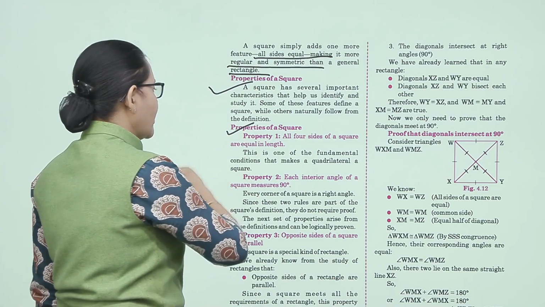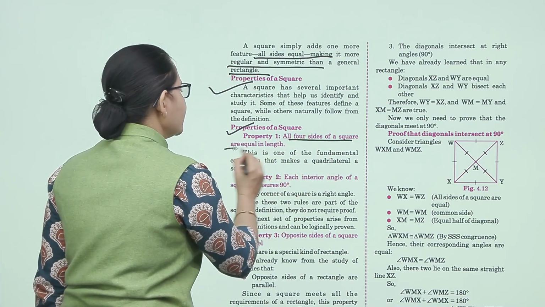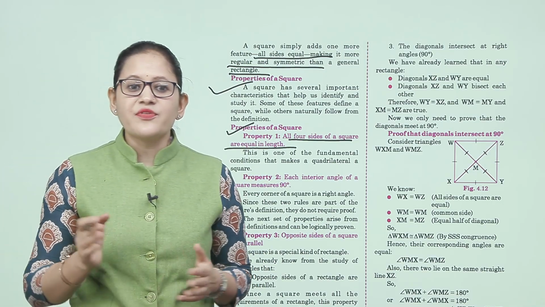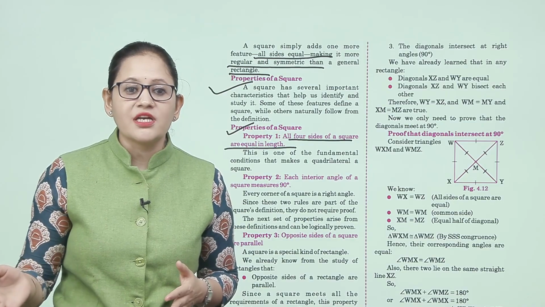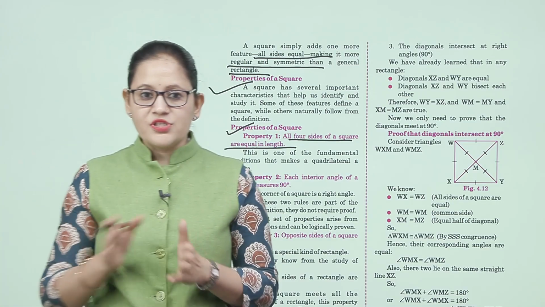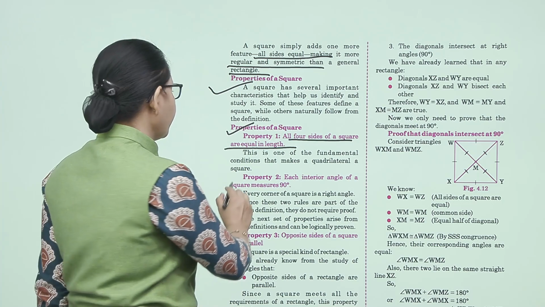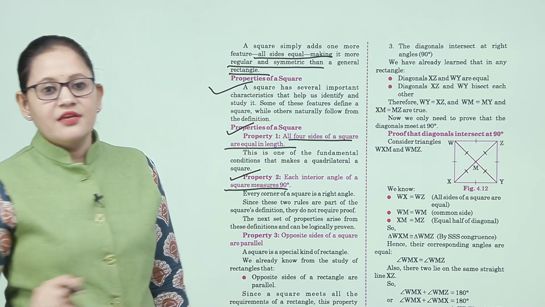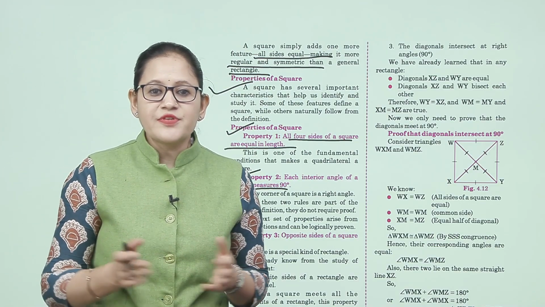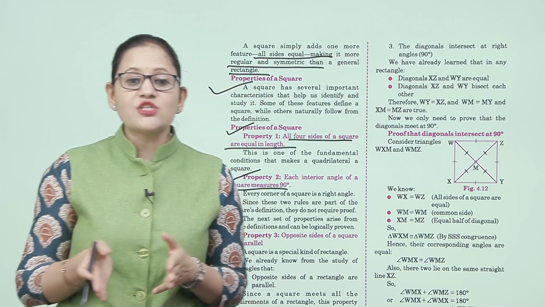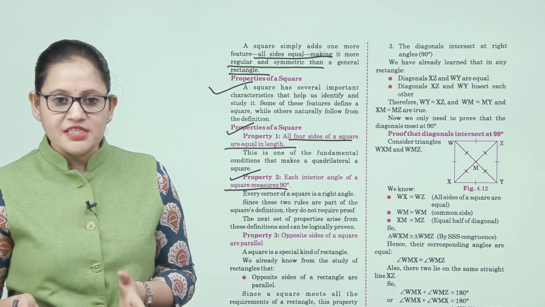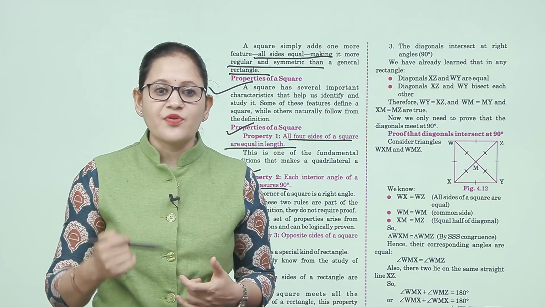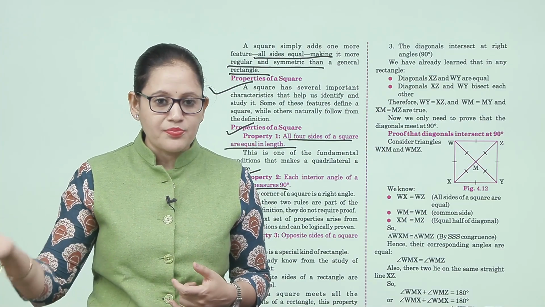So, properties of a square. Property 1: all four sides of a square are equal in length. This is one of the fundamental conditions that make a quadrilateral a square. Property 2: each interior angle of a square measures 90 degrees. Every corner of the square is a right angle. Since these two rules are part of the square's definition, they do not require proof. The next set of properties arise from these definitions and can be logically proven.